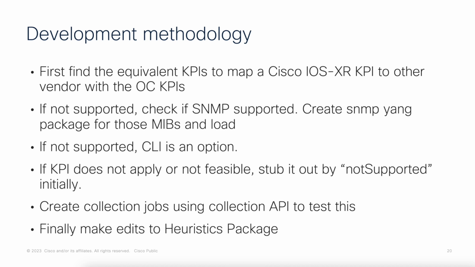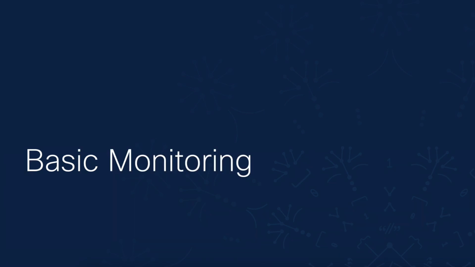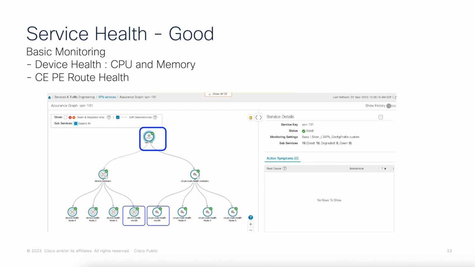Once you've got the KPIs identified, then you have to make edits to the heuristics package, and we'll publish this example that we developed here, and then you can see this. So in CNC, we have a concept of basic monitoring and advanced monitoring. Basic monitoring does a few KPIs. It does device health as well as PE-CE. In the VRF, we check just one parameter, whether it has enough routes as expected or not. It's a very simplistic check. It scales very well. That's why we call it basic monitoring. And then you can see a UI snapshot here.